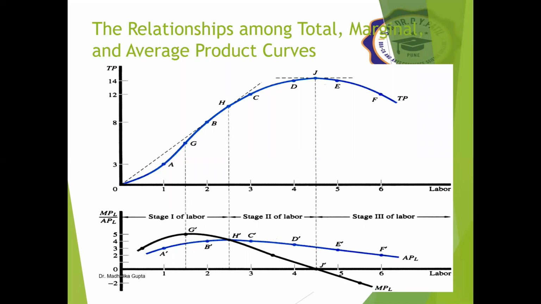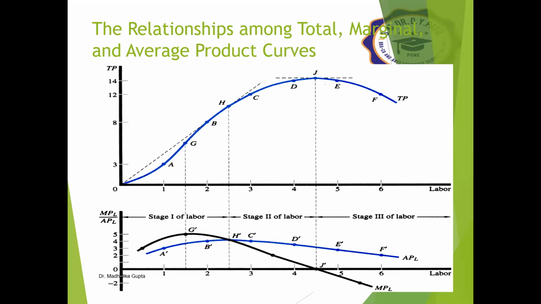When AP rises as a result of an increase in the quantity of variable input, MP is more than AP. See in the second graph, the MP graph is the black line and the AP graph is the blue line. So the MP graph is above the AP graph. Initially when the inputs are increased, MP is more than AP. When AP is maximum, MP is equal to AP at H dash. In other words, the MP curve cuts the AP curve when AP is maximum at H dash.